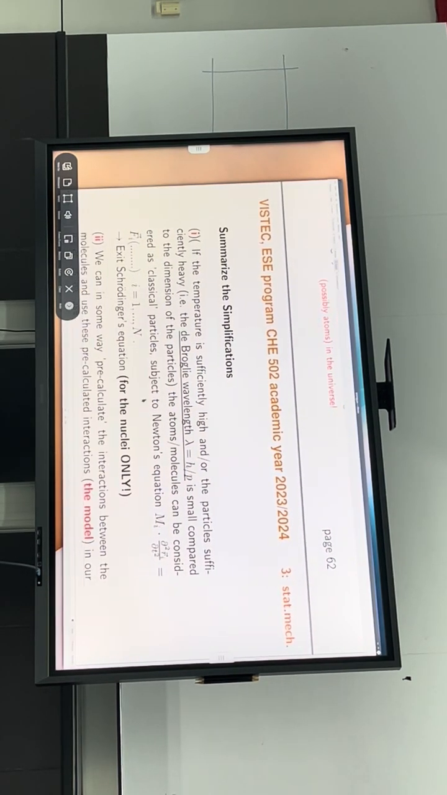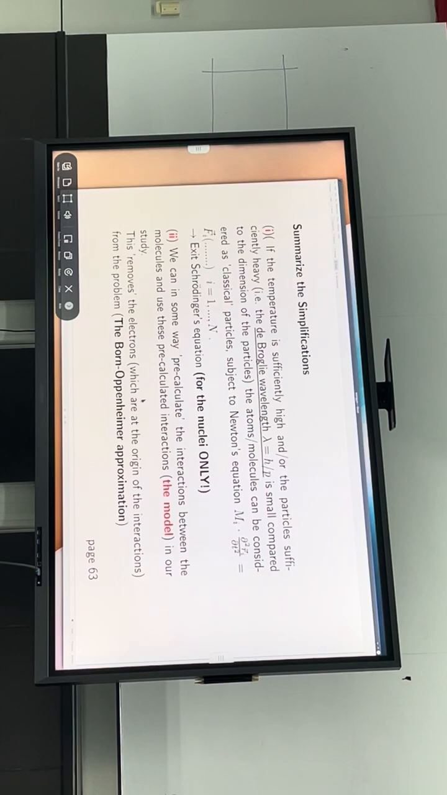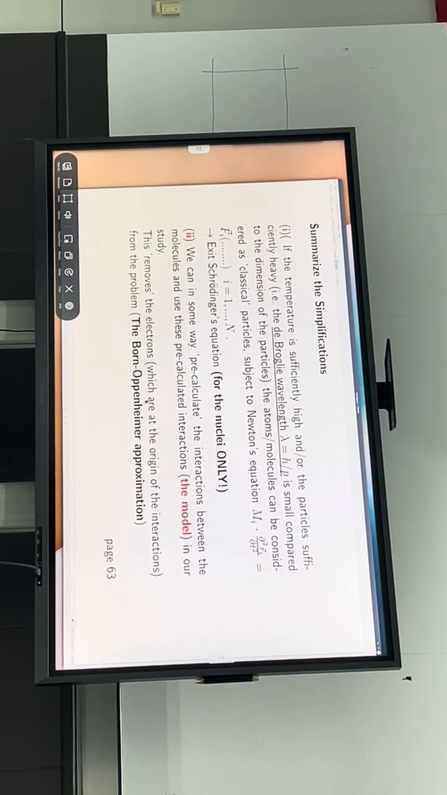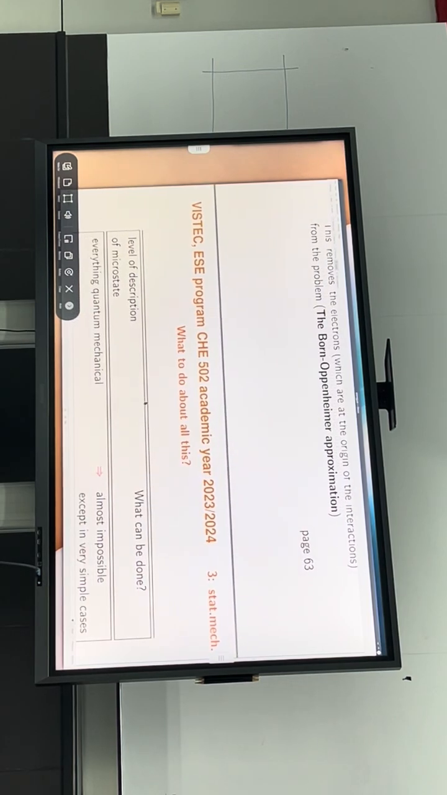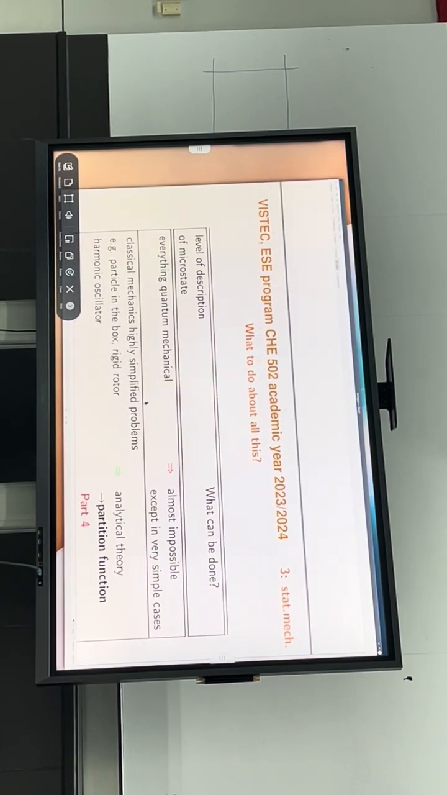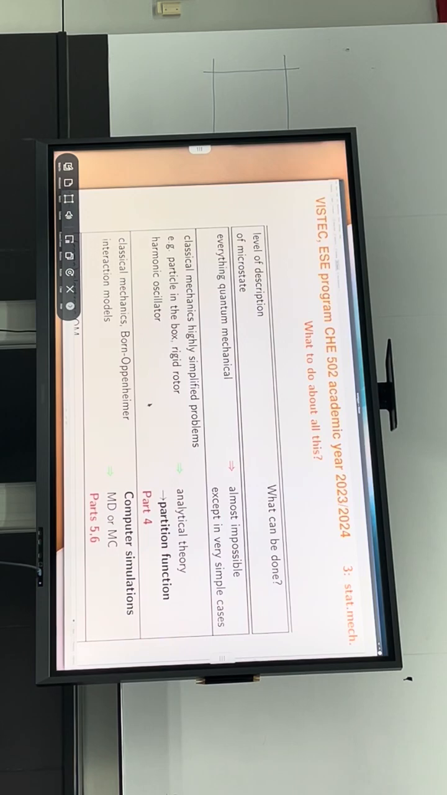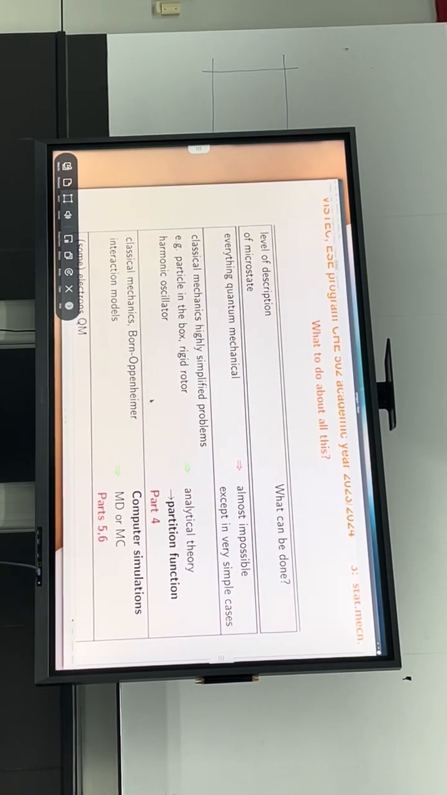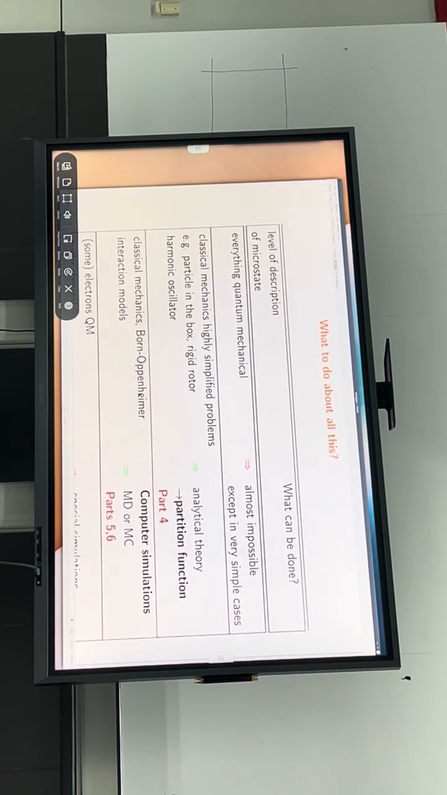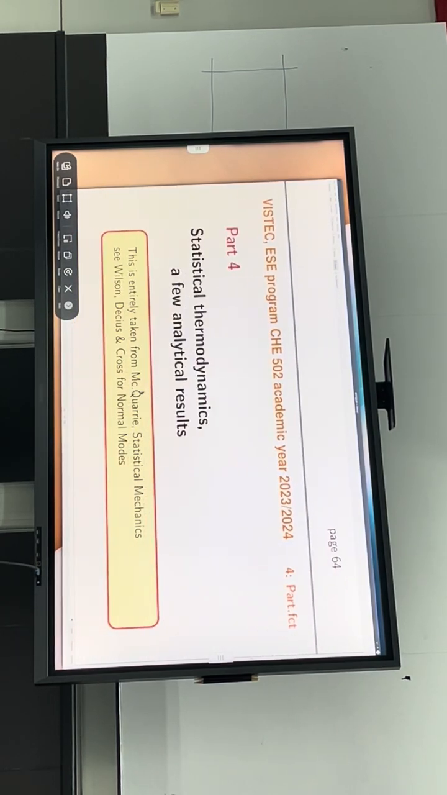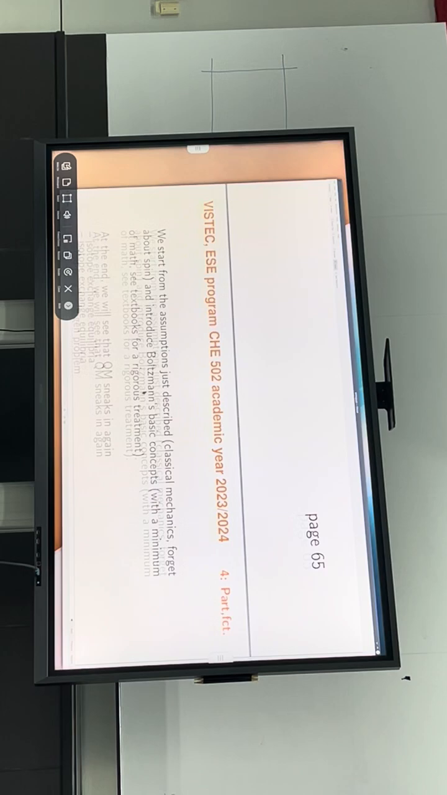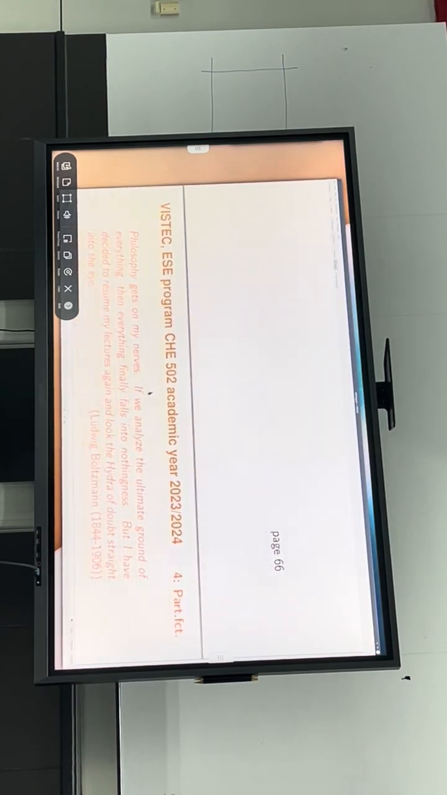Okay, so this is where we stand. We have the Born-Oppenheimer approximation. Okay, and here I've again written something about, how should I say, coarse graining. Let's not dwell on this too much. And this we have already looked at.